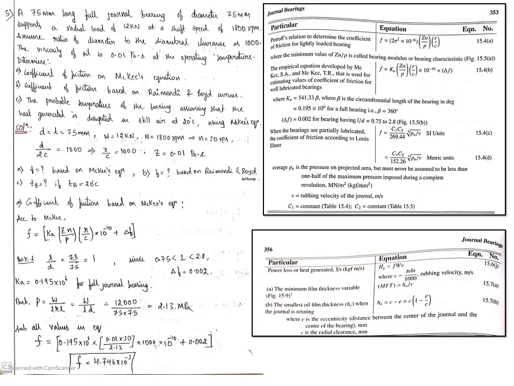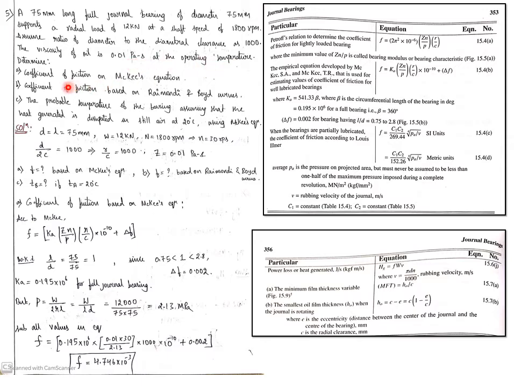Okay, now next is the next problem. A 75 mm long full journal bearing of diameter 75 mm supports a radial load of 12 kN at a shaft speed of 89 rpm. Assume the ratio of diameter to the diametrical clearance as 1000. Okay, this is very much important. Keep as a parameter radial to diametrical, that is R by C. Okay, now the viscosity of oil is 0.01 Pascal seconds at the operating temperature.